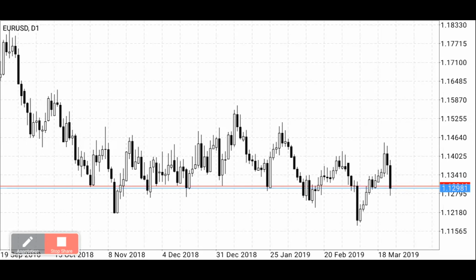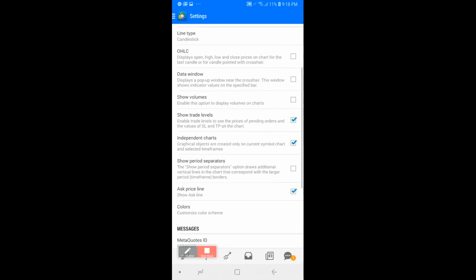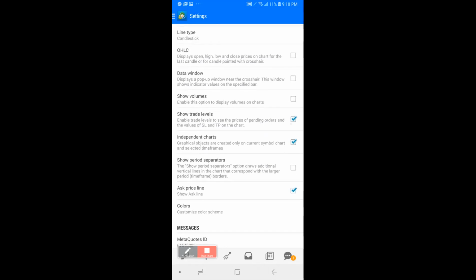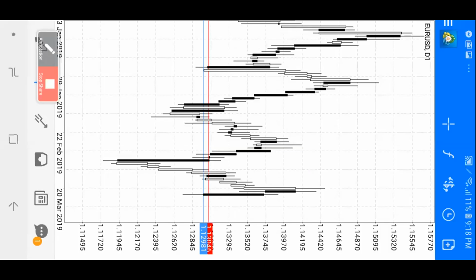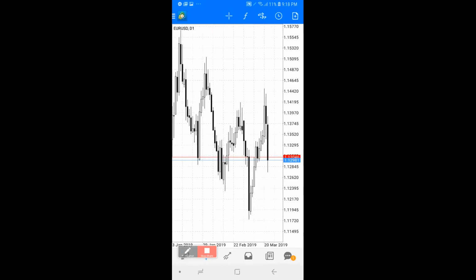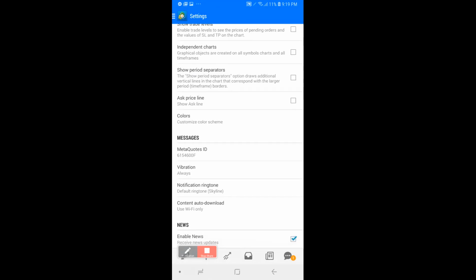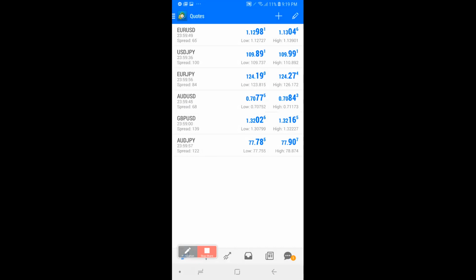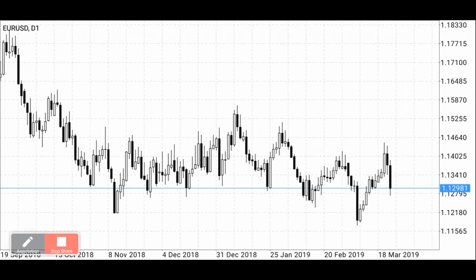Go back to your settings really quickly. I think it's the trade levels, show trade levels. Nope, that's not it. Go back to your settings. Just take all those off. I don't know why any of them are clicked on in the first place. Okay, that's good. No, leave that on. I only wanted you to take the stuff off the charts. Okay, great. Awesome. So now you're going to draw your support.